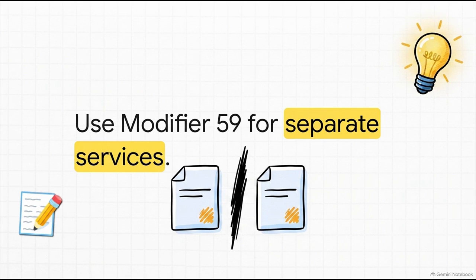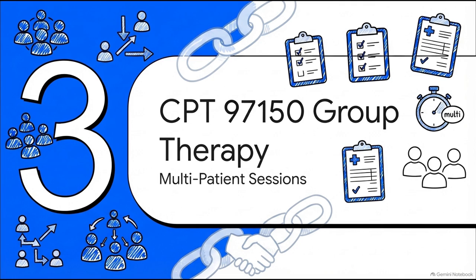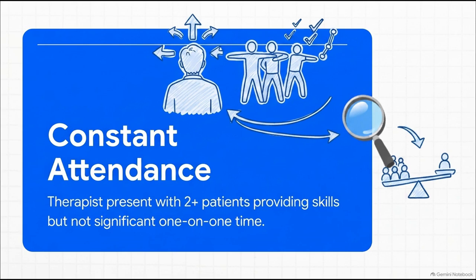It's such a small detail, but man, it is a massive one for your revenue cycle. Let's pivot to Section 3, CPT 97150, Group Therapy, Multi-Patient Sessions. To really understand group therapy, you have to understand the specific supervision rule that governs it. The key phrase to lock into your brain here is constant attendance.